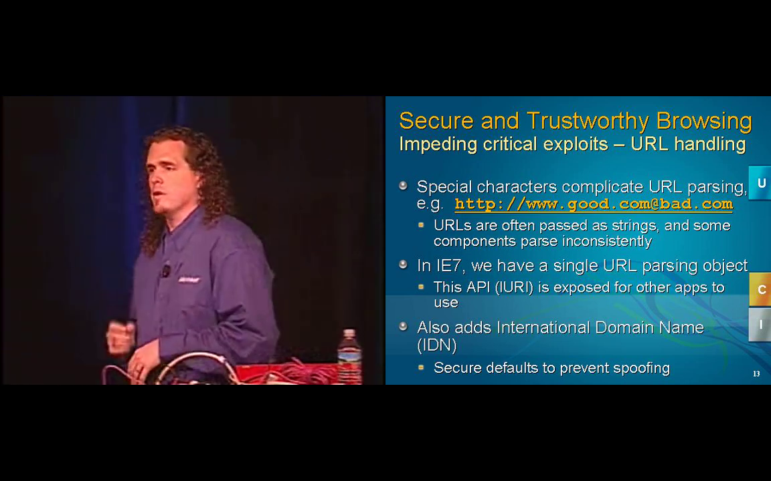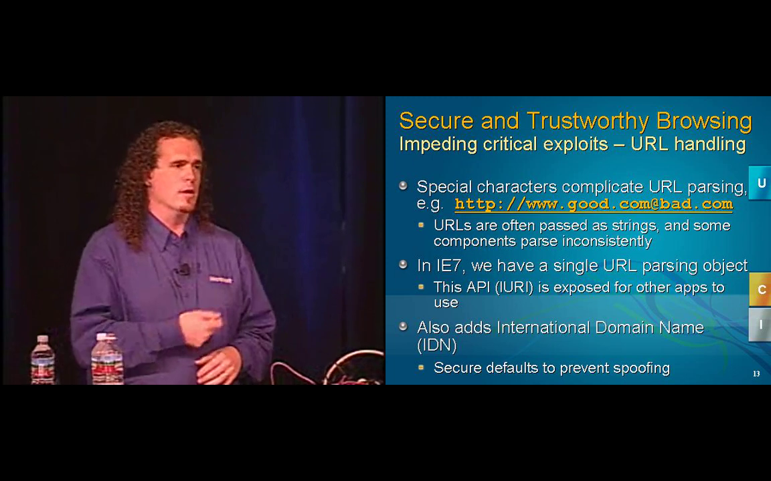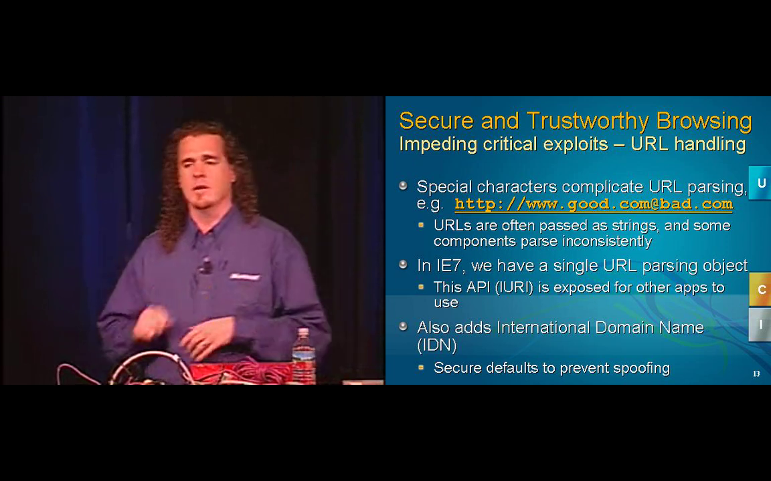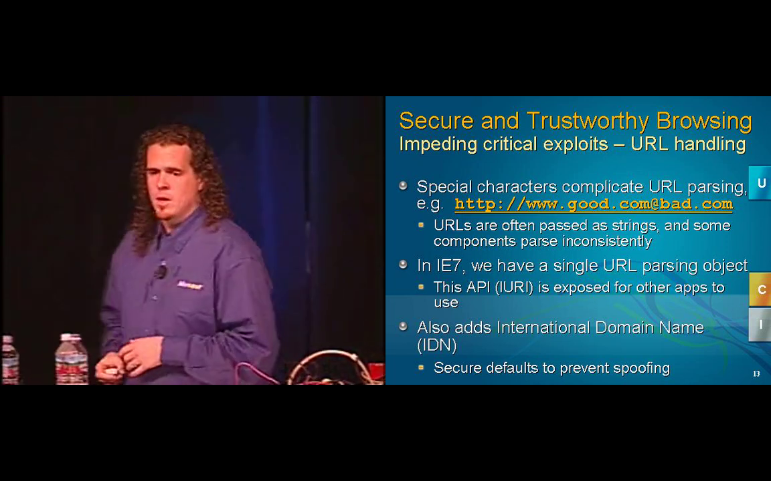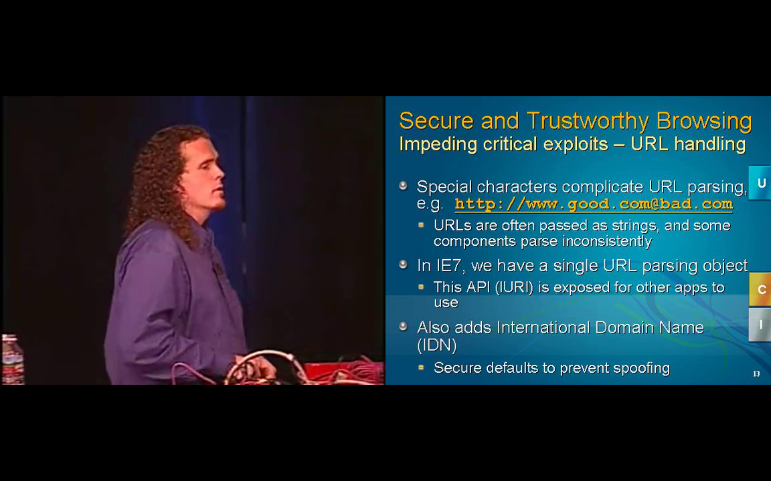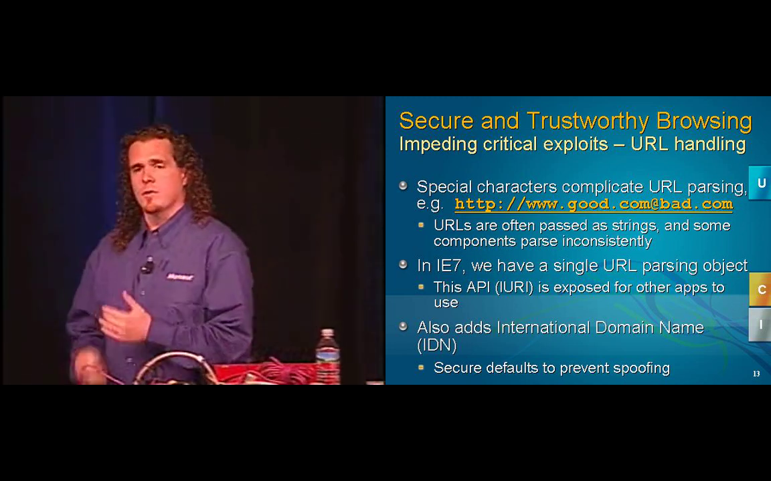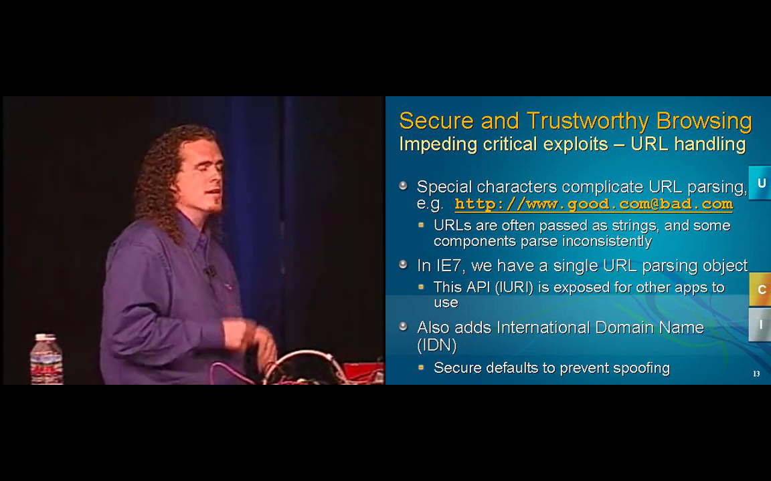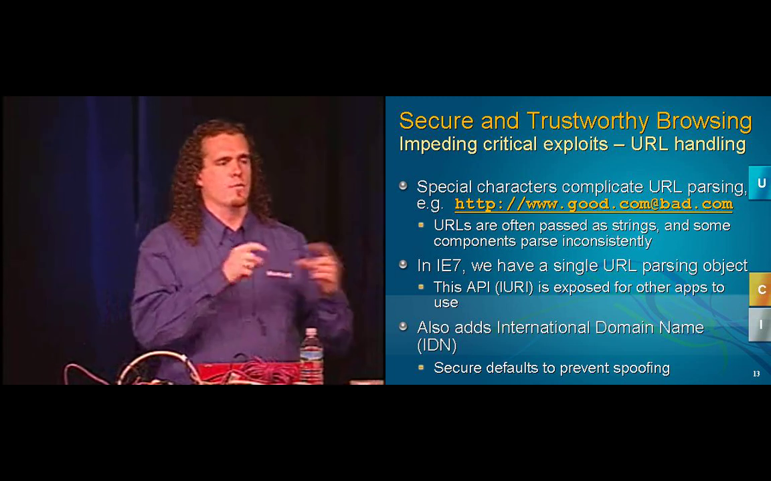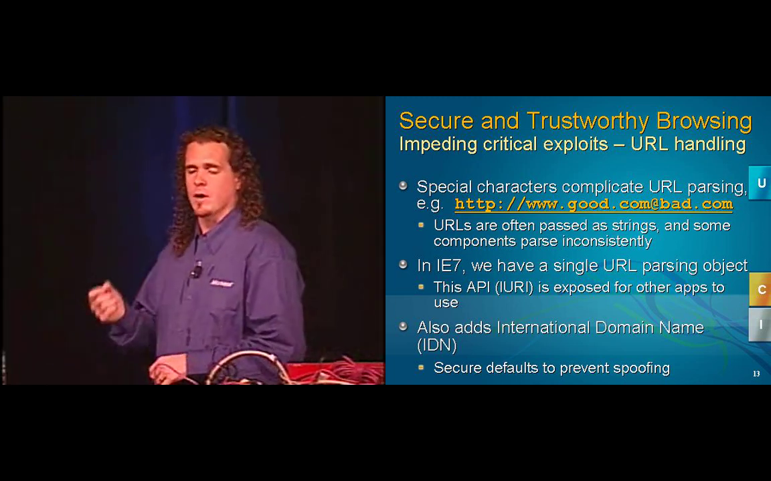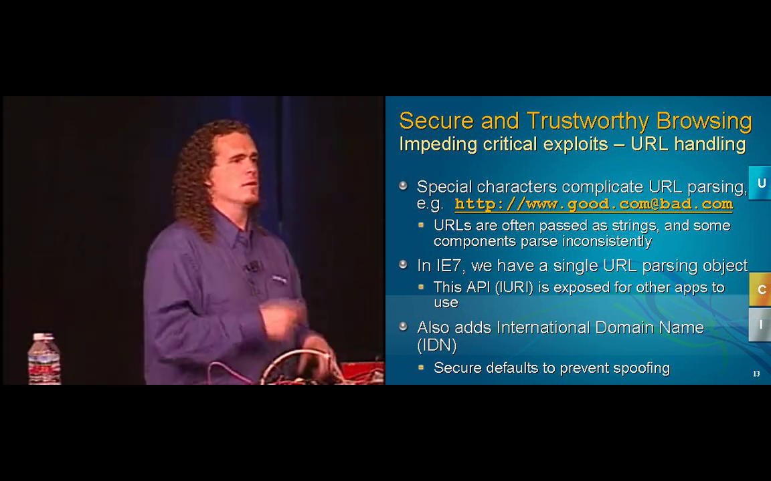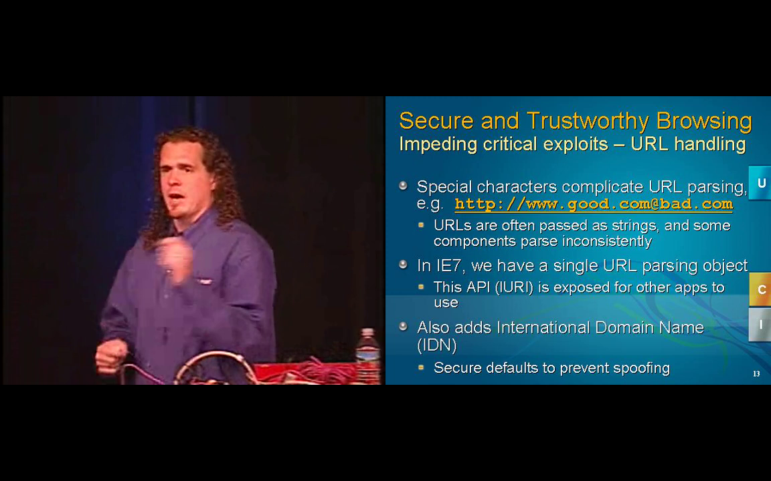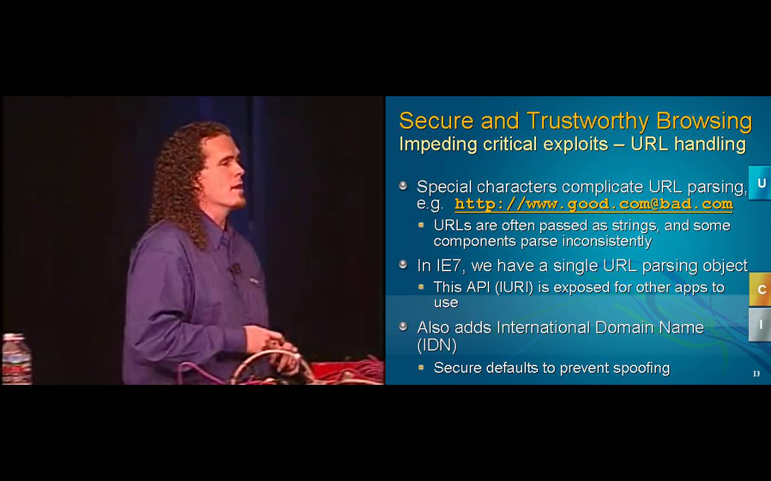But one of the critical things that we've done is actually expose this API for other applications to use as well. So you can share the same URL parsing, and make sure that you're getting the same domain information as Internet Explorer will. This is also where we add IDN support, or international domain name support. And we're conscious of the problem of spoofing using glyphs from other character sets, mixing up character sets inside a phrase in a URL. So we've provided secure defaults to help prevent that from happening, to make sure that the user knows when they go to ibm.com, it actually is ibm.com, not greekiotabm.com. So we do address that problem.